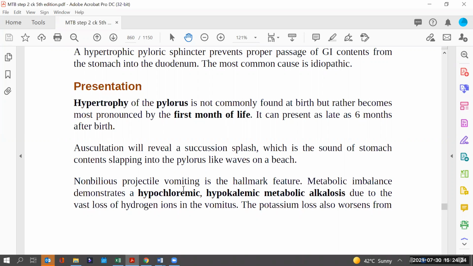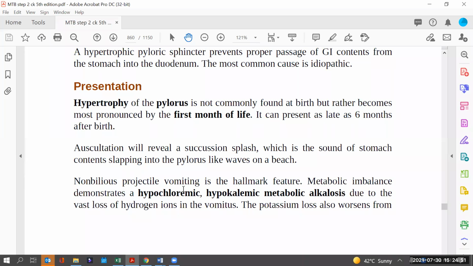So in the vomiters, because of the loss of the chloride and the loss of the potassium, we will see less chloride inside the blood. That term is called hypochloremia, and less potassium inside the blood. That is called hypokalemia. And why metabolic alkalosis? Because the pH of the blood is going to be high. It should be more than 7.45. When the pH is on the higher side, we can say it's alkalosis. When pH is on the lower side, less than 7.35, we can say it's acidosis.